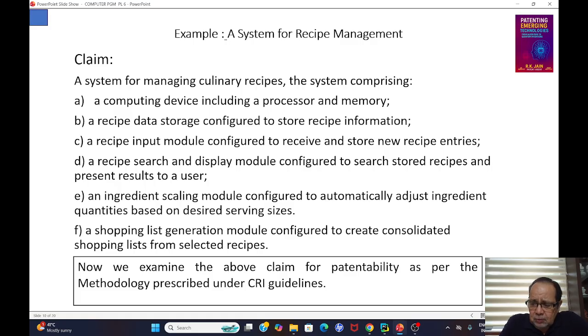Then there is an ingredient scaling module configured to automatically adjust ingredient quantities based on the desired serving size. And finally, a shopping list is generated depending on how short the ingredients are because of the usage. So this claim expresses primarily the system. Now we examine the above claim for patentability as per the methodology prescribed under the CRI guidelines. So let us move ahead with the structured approach outlined in the CRI guidelines.